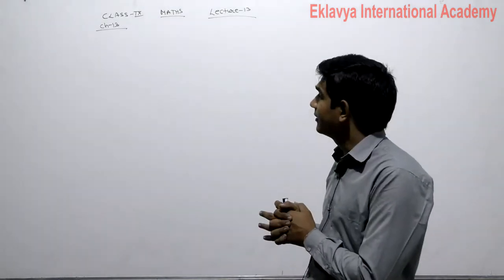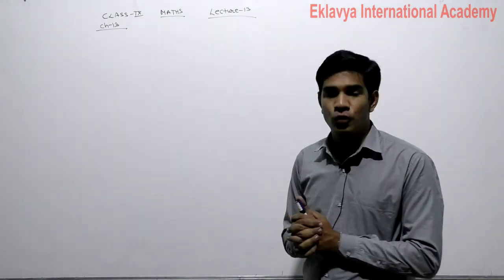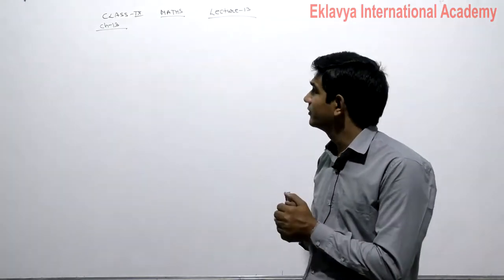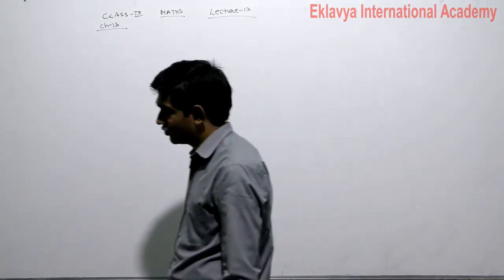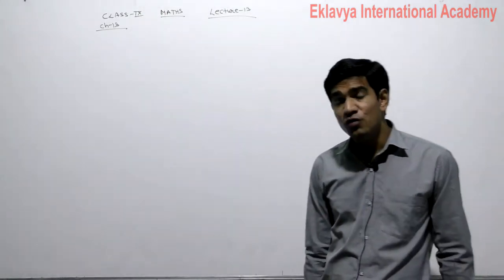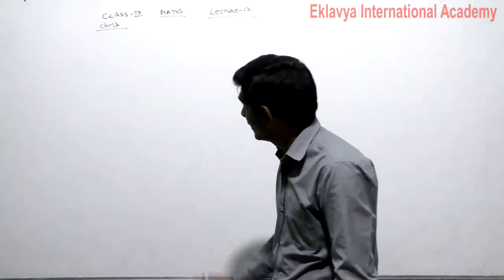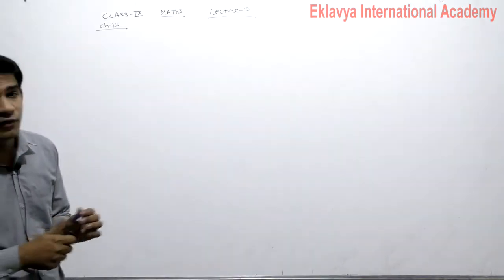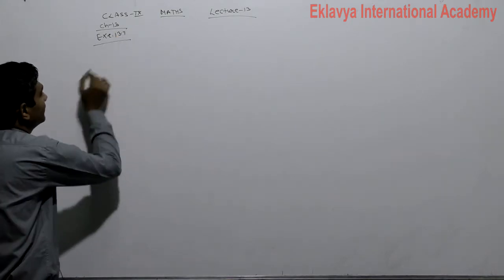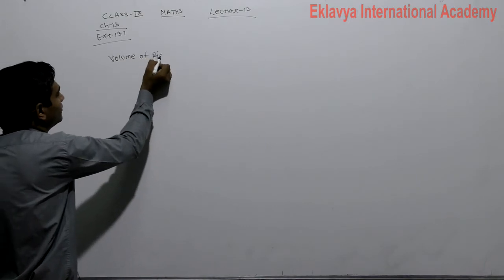In exercise 13.7 we will discuss what the volume of a cone is and how we will find it. In the previous lecture, lecture 12 of 9th class, we already discussed questions based on the volume of the cylinder and the hollow cylinder. So today we will discuss the volume of a cone. Exercise 13.7, volume of a right circular cone.